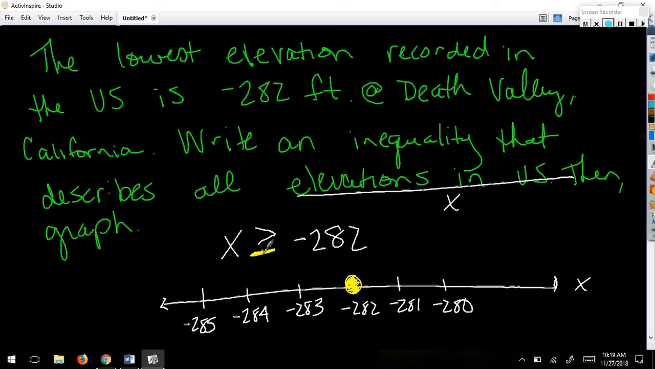All right. Am I going to go to the right or to the left? Is it greater than or less than? Greater than is right. Less than is left.